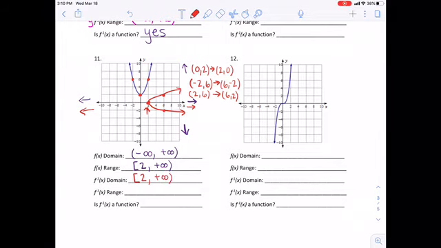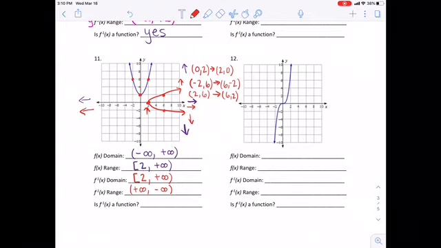Now if we talk about the range, up and down, well, for my y values heading up, this graph is going to keep going up forever. So it's going to go to +infinity. And then heading down, notice the lowest this graph ever goes is -infinity. It's going to keep heading down forever. So that's my domain and range.